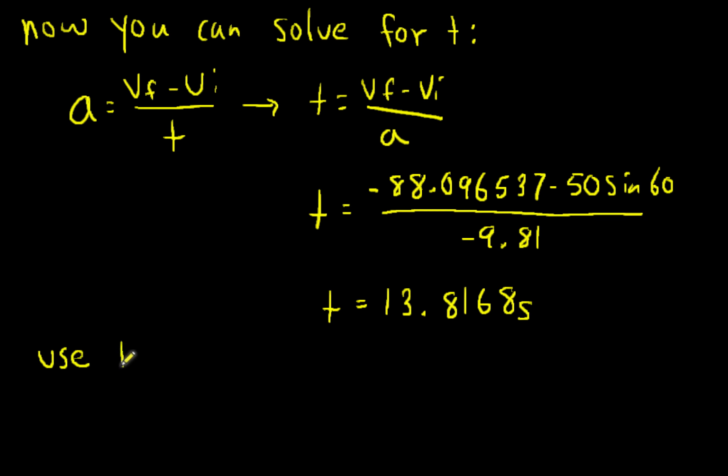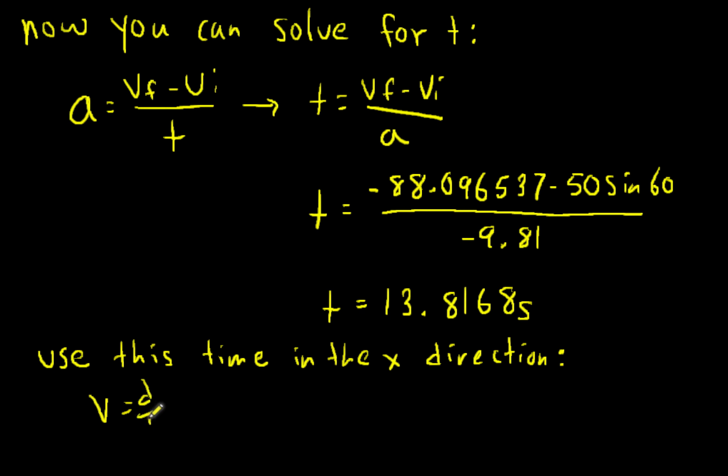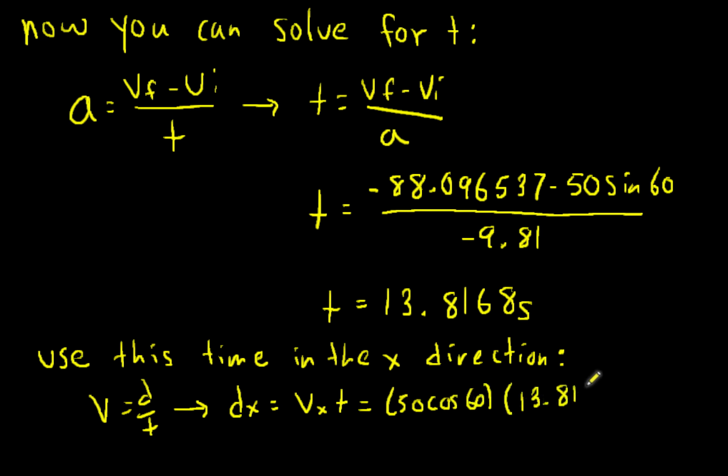Finally, we can use this time that we found in the y direction in the x direction to solve for dx. Since v equals d over t in the x direction, then dx equals vx times t. Vx is 50 cos 60, and time is 13.8168 seconds. This gives us a horizontal range of 345 meters.